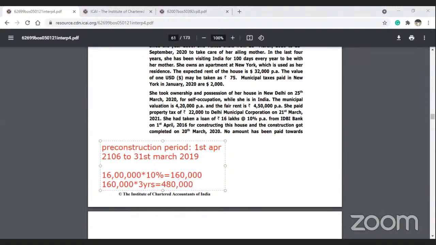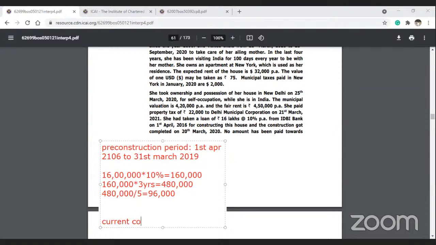So in this case, when was construction completed? On 20th March 2020. So the 31st March preceding that is 31st March 2019. So 1st April 2016 to 31st March 2019 is your pre-construction period, which is 3 years. So complete interest for the current year will be 2,56,000, but we can take only 2 lakhs. So 2 lakh negative figure.